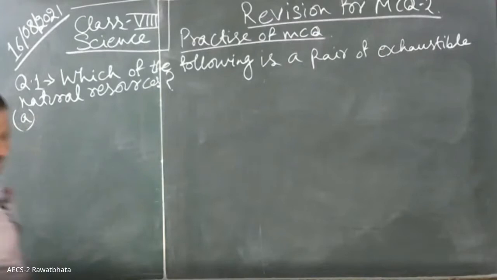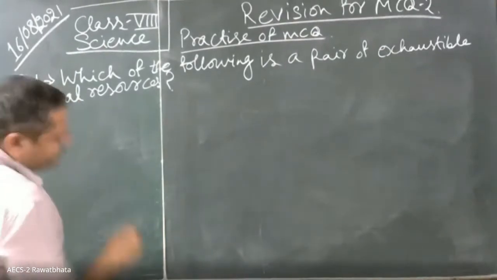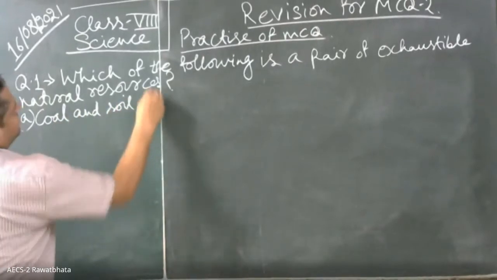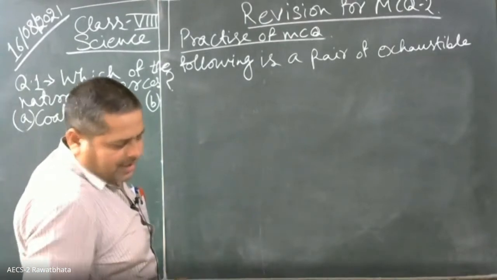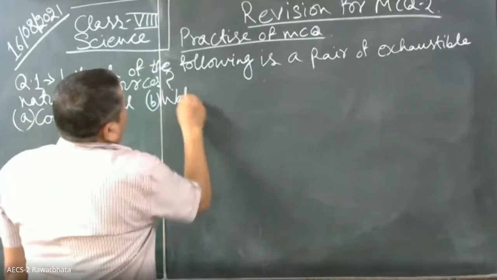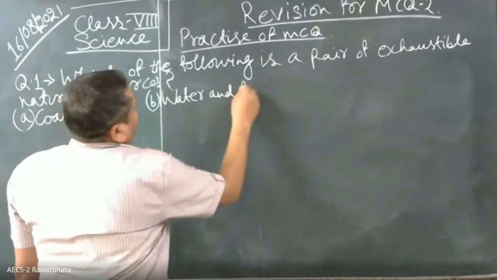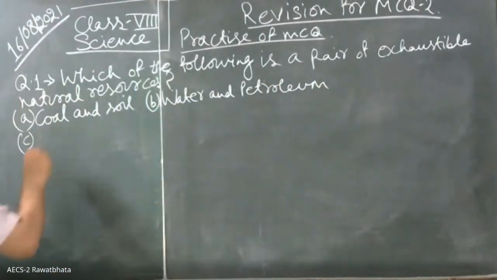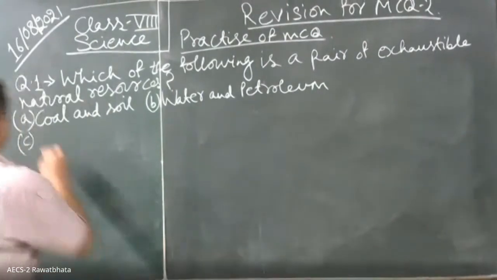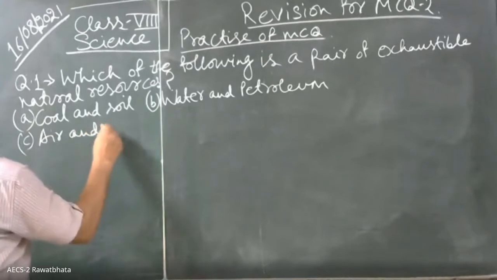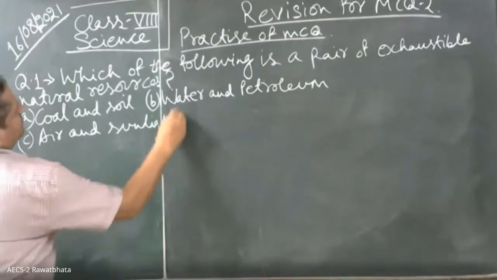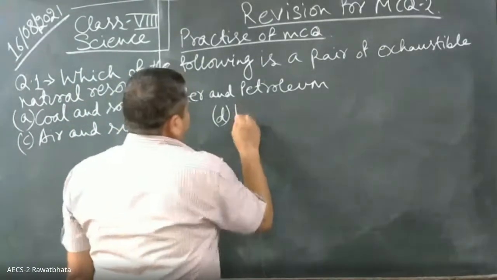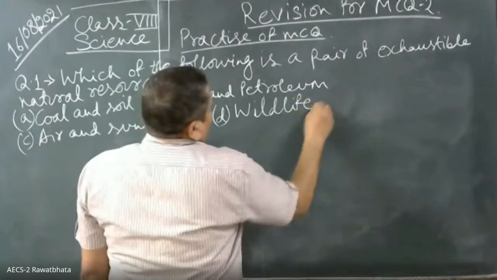Exhaustible natural resources. A, coal and soil. B, water and petroleum. C, air and sunlight. D, wildlife and minerals.